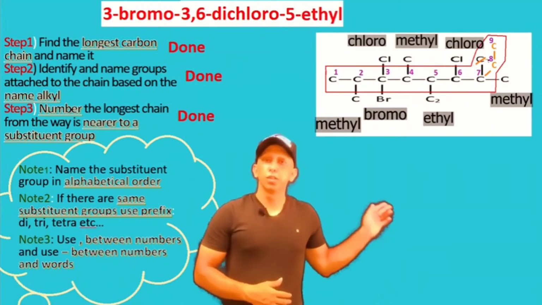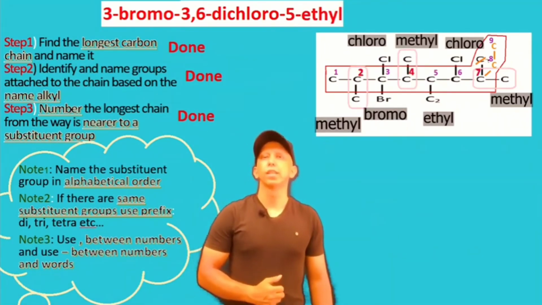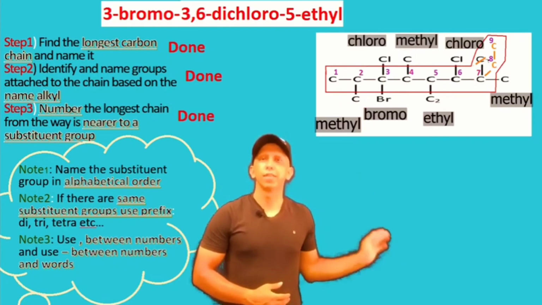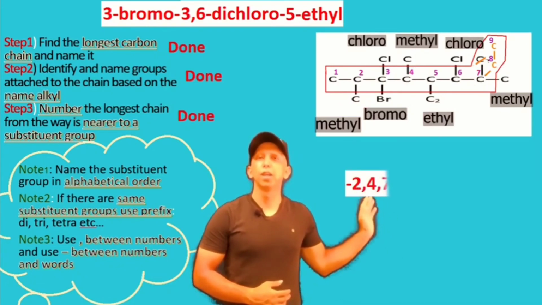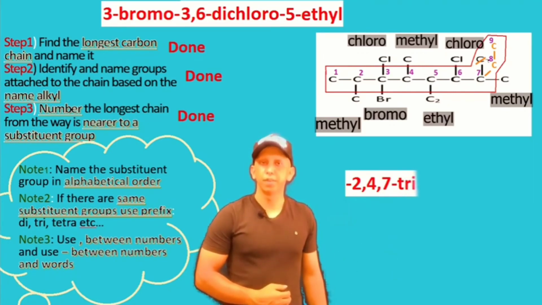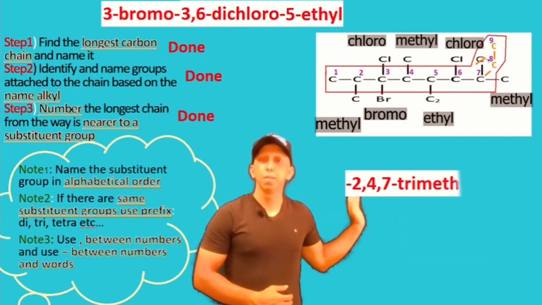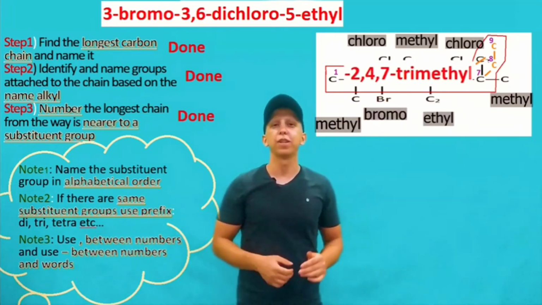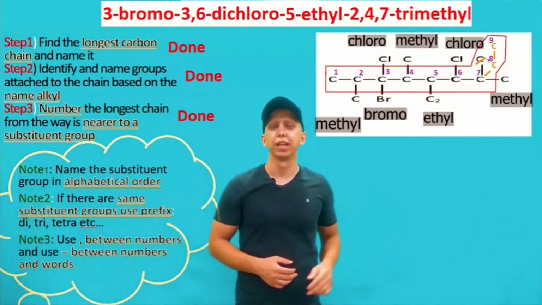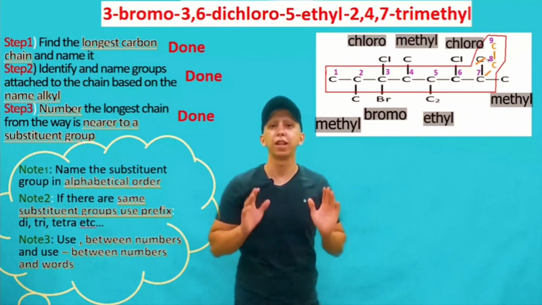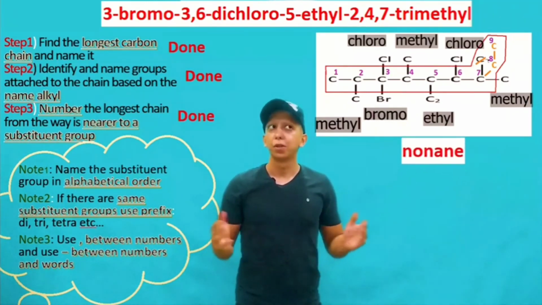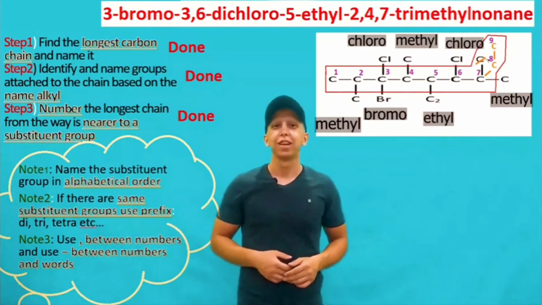The first methyl is attached to carbon number 2, the next one sticks to carbon number 4, and the last one is attached to carbon number 7. So after the dash we have to write 2, 4, 7 dash. As we have 3 methyl, we have to use the prefix tri, and after that methyl, and at the end we have to write the name of our main carbon chain. In here we have 9 carbon, and we know the name of 9 carbon based on alkane is nonane. So the name of this big structure is revealed.